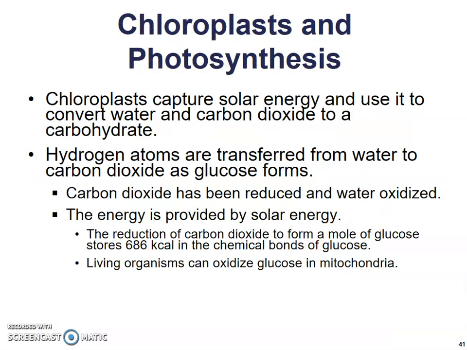So, a little bit more about chloroplasts and photosynthesis. Chloroplasts capture solar energy and use it to convert water and carbon dioxide to a carbohydrate. Hydrogen atoms are transferred from water to carbon dioxide as glucose forms. The carbon dioxide has been reduced and the water has been oxidized. The energy is provided by solar energy, so energy from the sun. The reduction of carbon dioxide to form a mole of glucose stores 686 kilocalories in the chemical bonds of glucose. And then living organisms can oxidize glucose in the mitochondria.